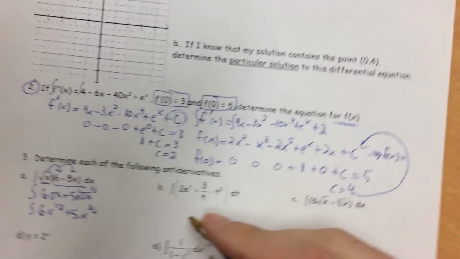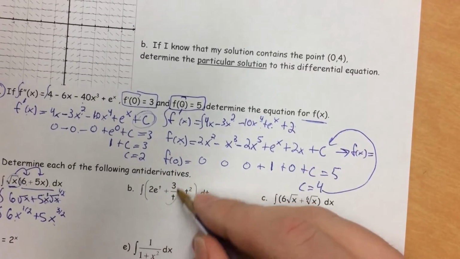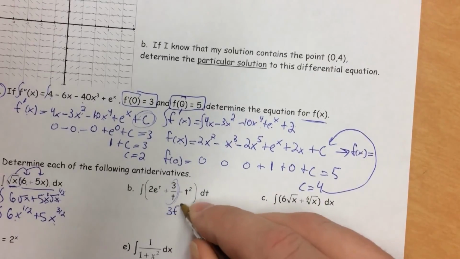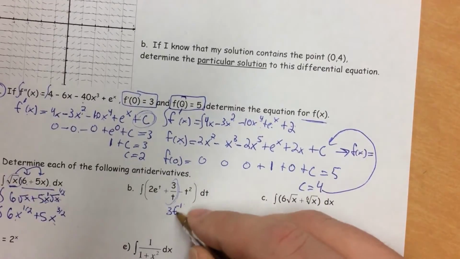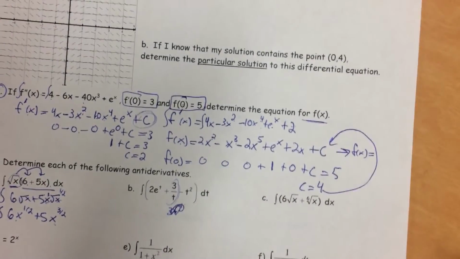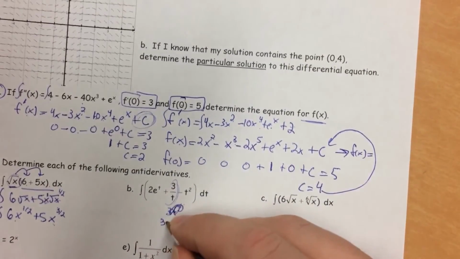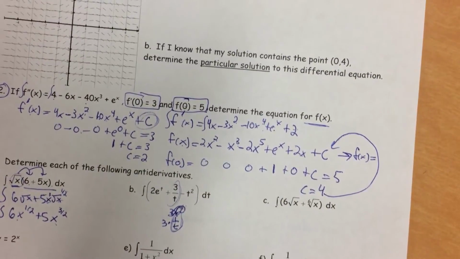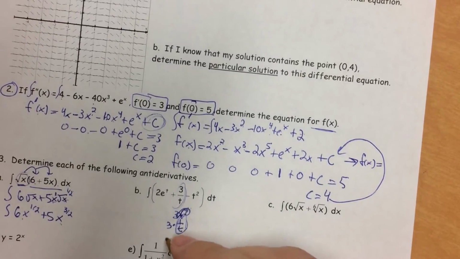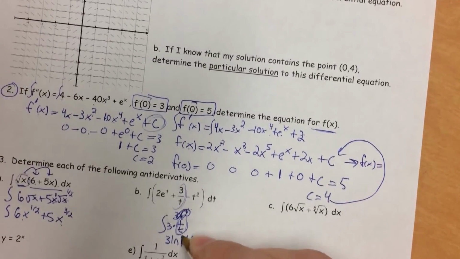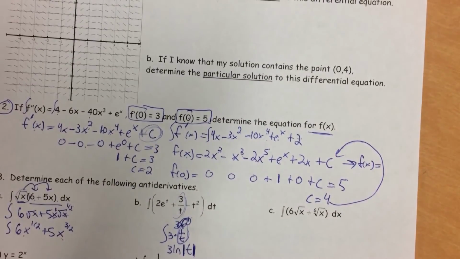On B, the only tricky thing is that the integral of 3 over t is not 3t to the negative 1. You can't add 1 and divide by 0. This is not a power rule one. What we should recognize here is this is 3 times 1 over t, and the derivative that gives us 1 over t is natural log. Specifically, the integral of this is 3 natural log of the absolute value of t, which is a little bit weird, but it's what it is.